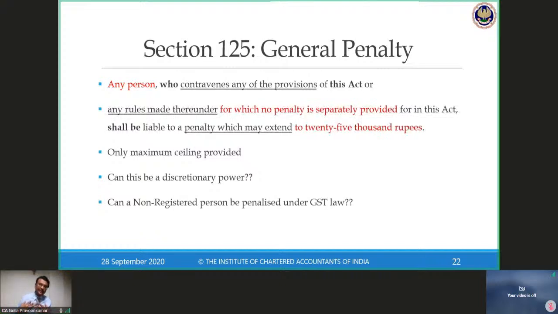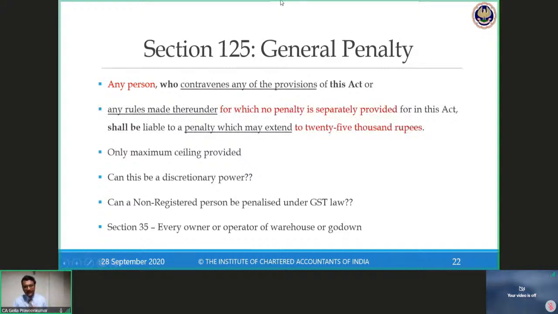When a warehouse operator or a godown owner has failed to maintain books of accounts for details of consignor, details of consignee, where goods are stored in a warehouse, then I can fall under section 125, where it says any person. So I, being a non-registered person, very well can get covered under 125 for the purpose of levy of penalty. This is what we have discussed under section 35.